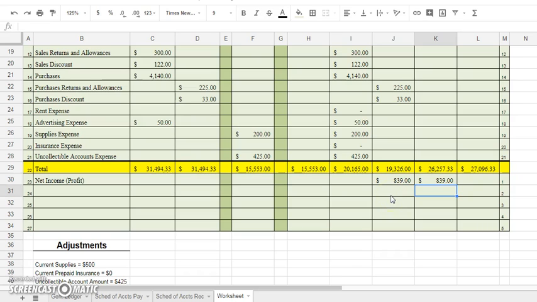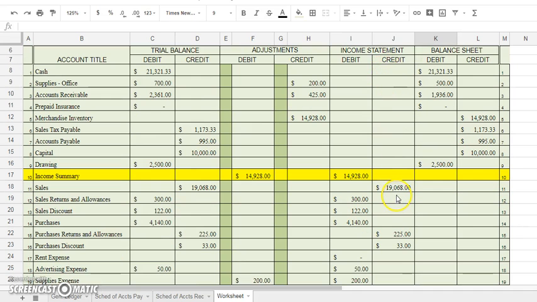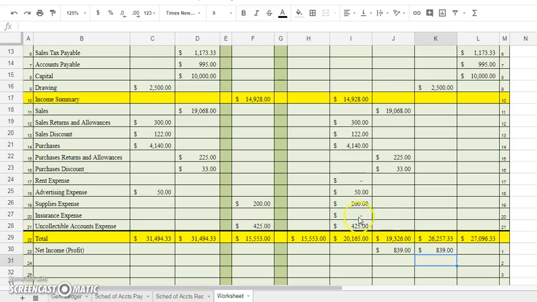Finally, did we make a profit or did we have a loss? And to determine that, we need to look in our income statement section. The credits in our income statement section is us gaining money. The debits in our income statement section is us spending money. So if credits are higher than debits, then we made money. If debits are higher than credits, we lost money. It appears that Hobby Shack lost $839 because the debits, the amount that they spent, was higher than their credits.